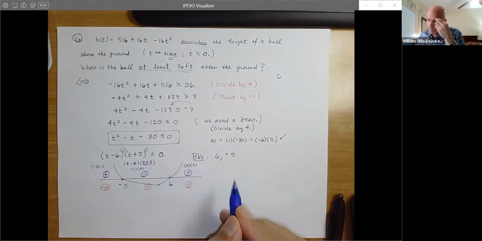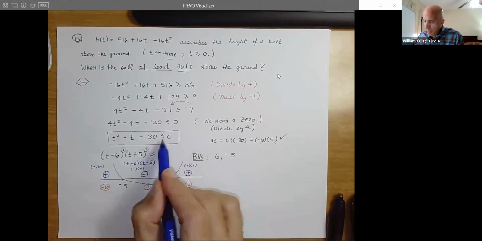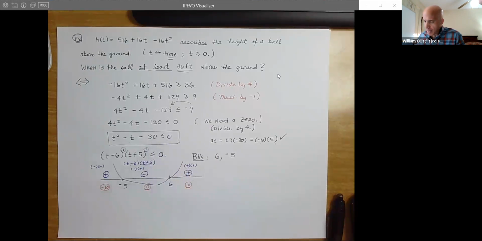Now, what happens at the boundary values? Well, you know, we're thinking, okay, we can get 0 here. So let's go ahead and figure out where the checks and the X's go.